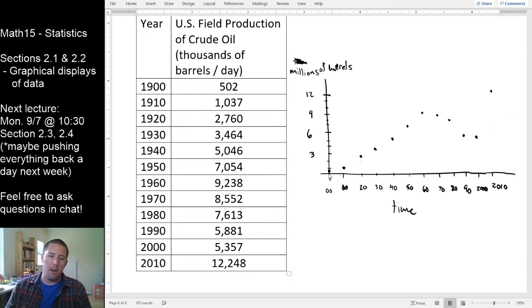And the very important thing about a time series graph is that the last step is connecting the dots, the whole point of this. All right, here we go. Oh my gosh, I've touched every dot so far.